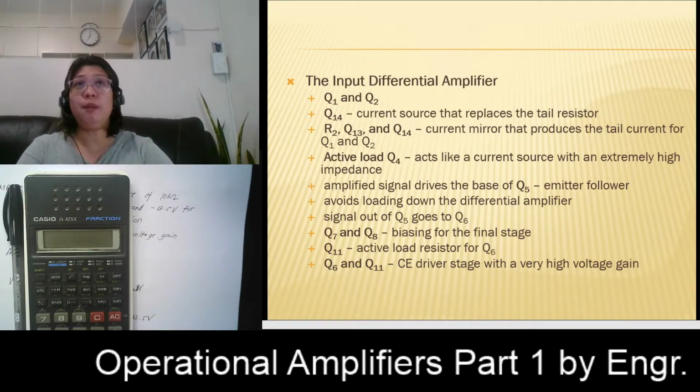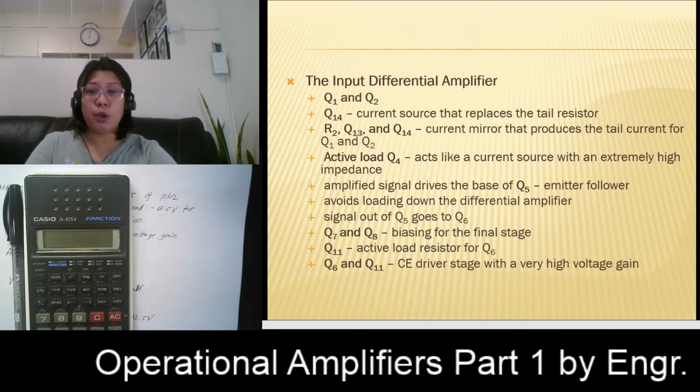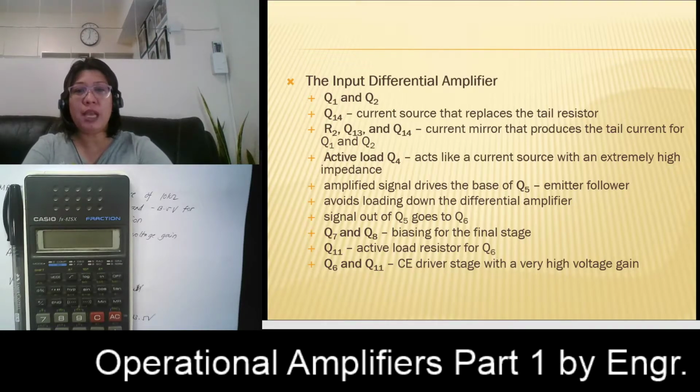The signal coming out of your Q5 goes to your Q6. Your Q7 and your Q8 are the biasing for your final stage. Q11 is also an active load, the active load resistor for Q6. Your Q6 and your Q11 are a common emitter driver stage with a very high voltage gain. Anyway, we all know that common emitter is capable of giving us a very high voltage gain.